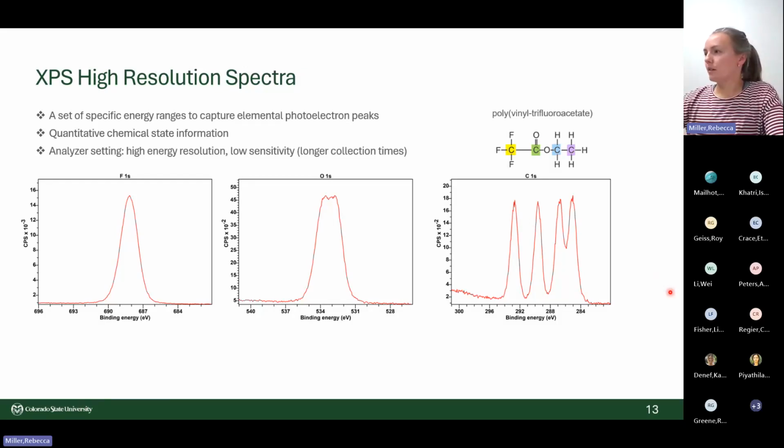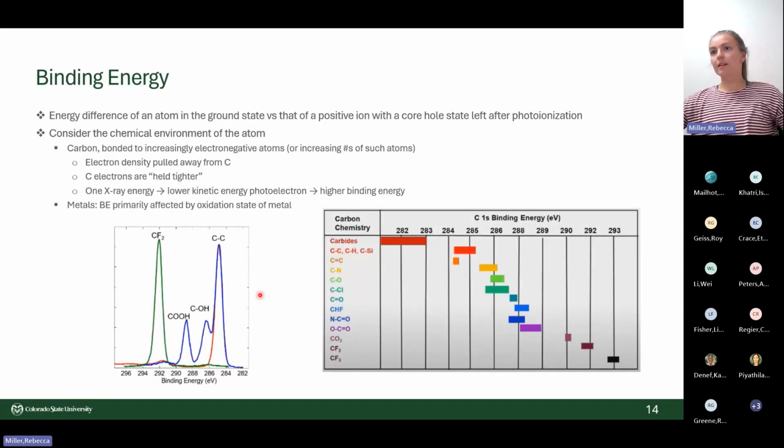Yeah, and I'll talk about it a little bit more, but there's a reason why something like a carbon bound to 3 fluorines would be at the highest binding energy, whereas carbon with either carbon-carbon or carbon-hydrogen bonds is at the lowest binding energy. Yeah, here we go. So the binding energy, if you want the strict definition, is the energy difference of the atom in the ground state versus that of a positive ion with a core hole state after photoionization.